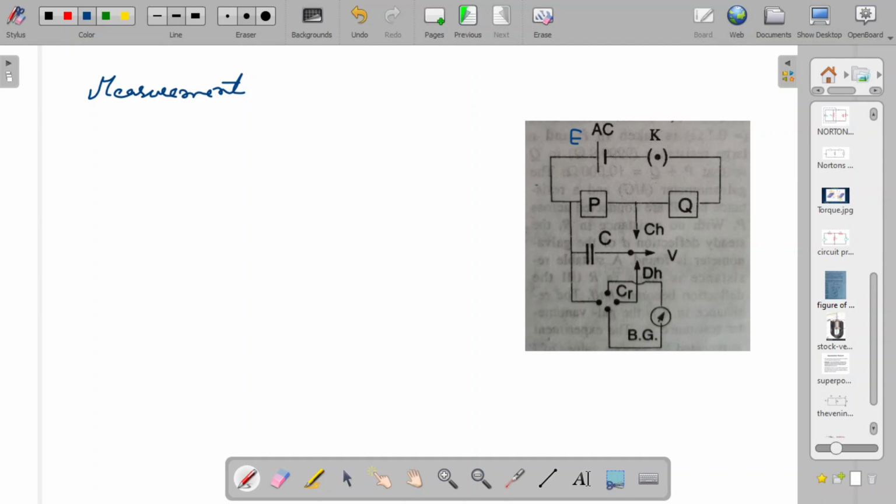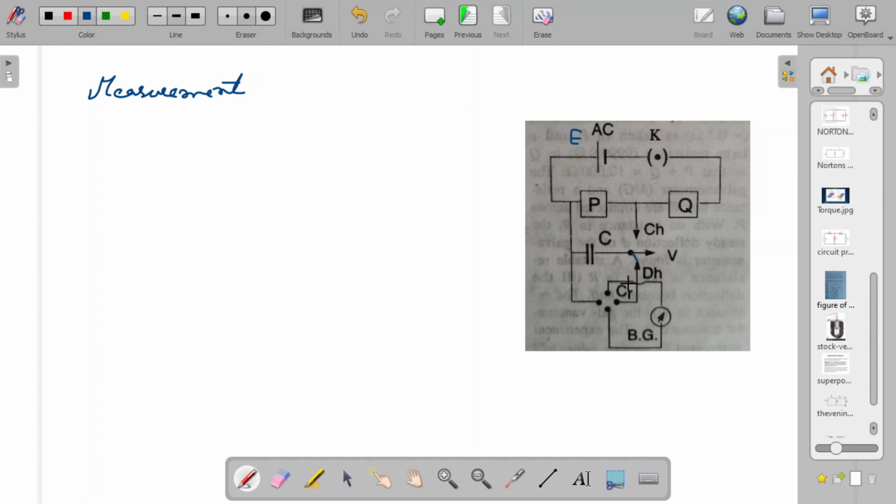Then you put this key to allow the capacitor to discharge. At that time this circuit will not be in action, it will not be complete, but this circuit will be complete. So the charge will get discharged through it. And remember, you have a 4-way key here, a commutator, and then you have a ballistic galvanometer connected.